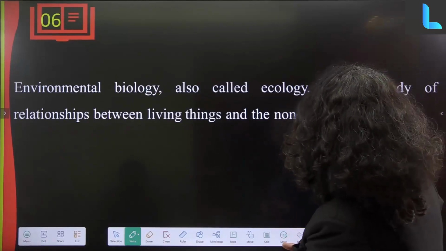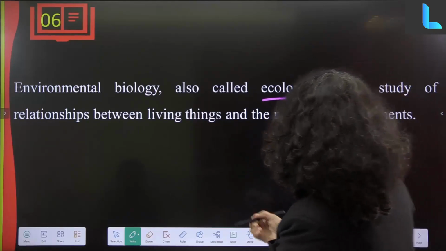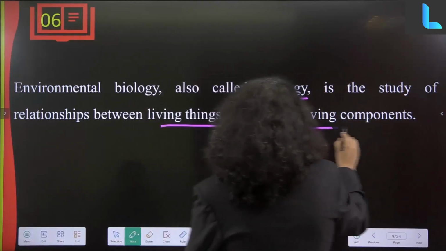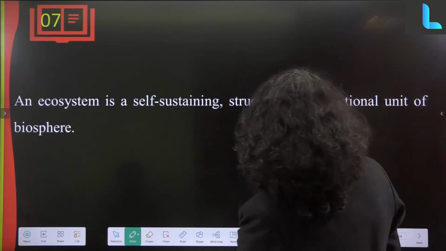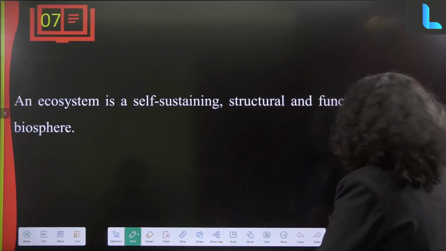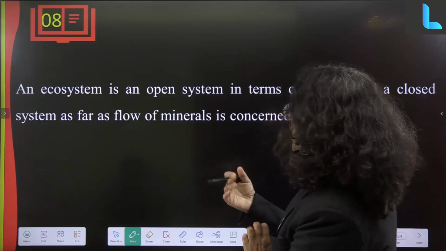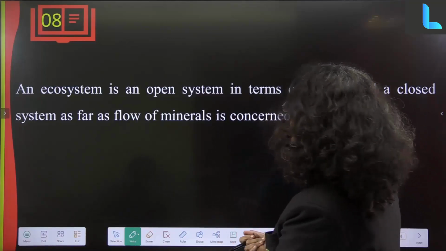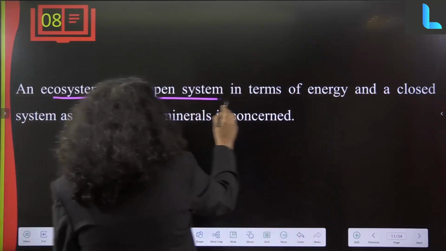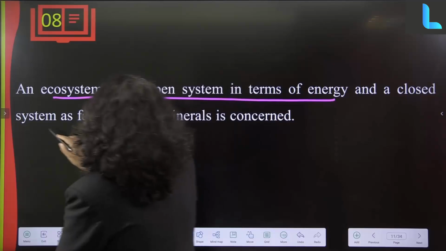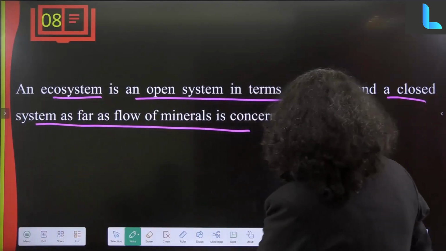So environmental biology is also called ecology, which is the study of the relationship between living and non-living components. So an ecosystem is a self-sustaining structural and functional unit of the biosphere. It is an open system in terms of energy and a closed system as far as the flow of minerals is concerned.